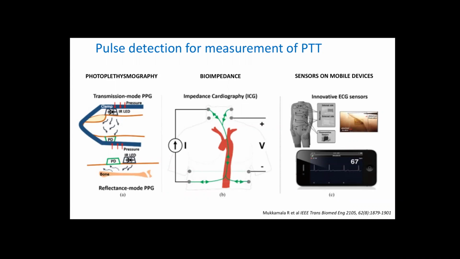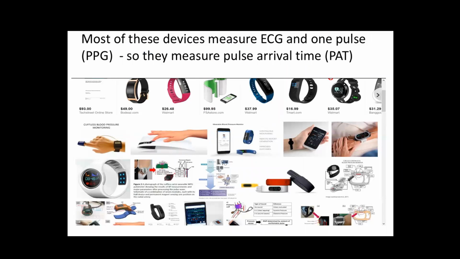Or you can use pulse transit time with bioimpedance or sensors on mobile devices. And you know that sensor technology is incredibly advanced now. This isn't the problem, the accuracy of the sensors. So most of these devices that Jeff Bezos will sell you are based on the ECG and one pulse. So they're really measuring pulse arrival time rather than pulse transit time. And I don't know what you guys in the audience think, but the money at the moment is that probably pulse transit time is probably a little bit more accurate than pulse arrival time.